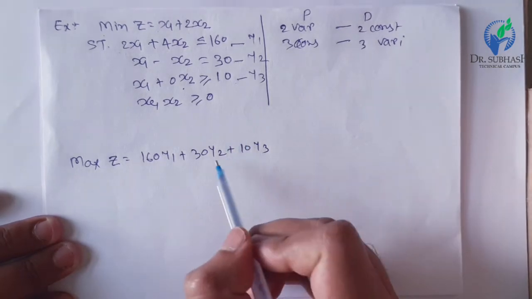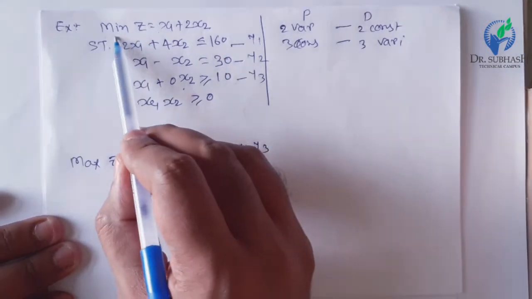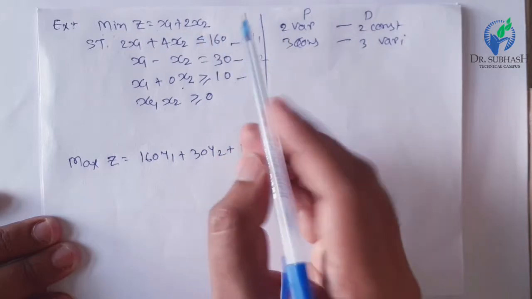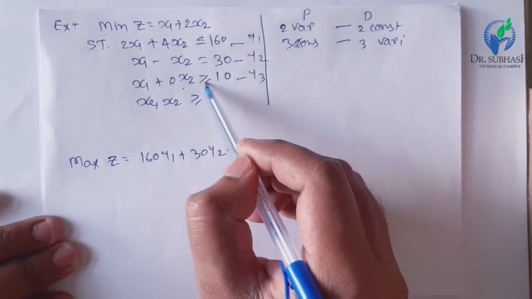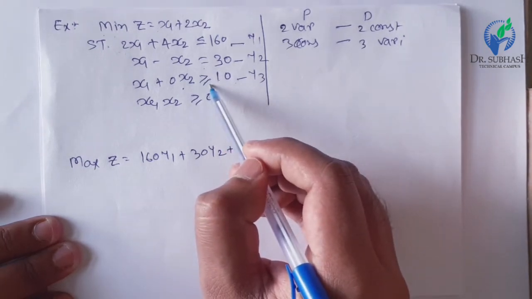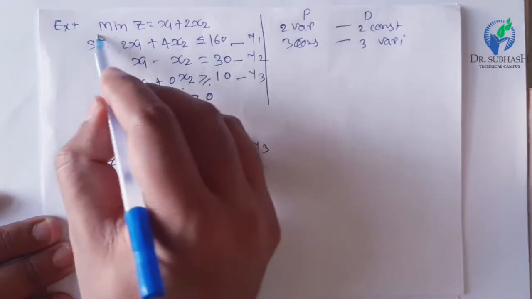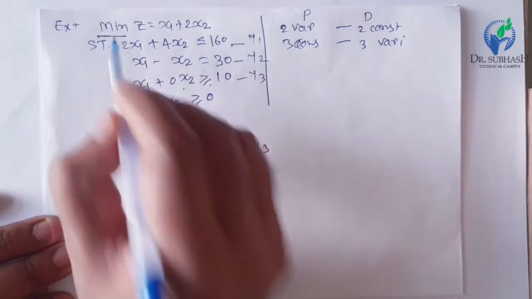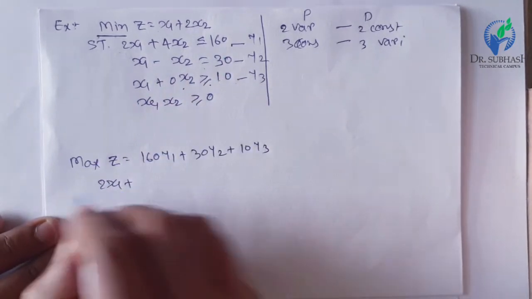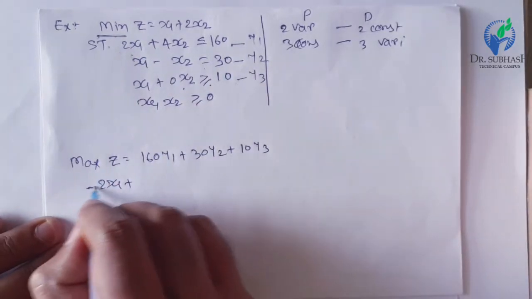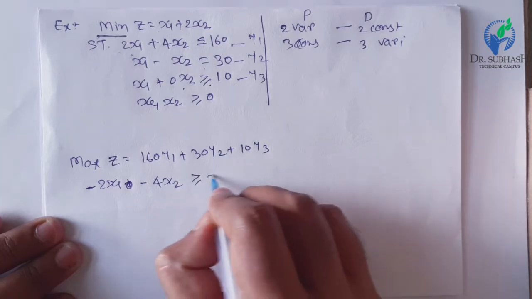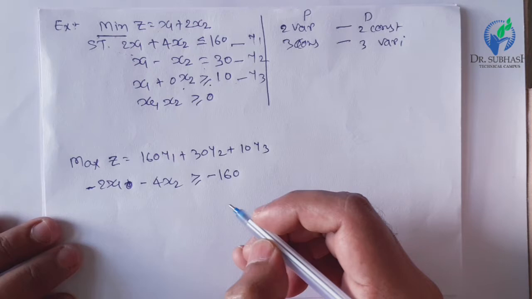We cannot do this directly because for the minimization case, the desirable sign would be greater than or equal to. Here we have 3 different types of constraint. One is the less than or equal to type, another is the equal to type, and another is the greater than or equal to type. So first convert all the constraints as per our requirement of the minimization case. For the minimization case, multiply the first constraint by minus 1, so it will be minus 2x1 minus 4x2 greater than or equal to minus 160. So this is the constraint number 1.